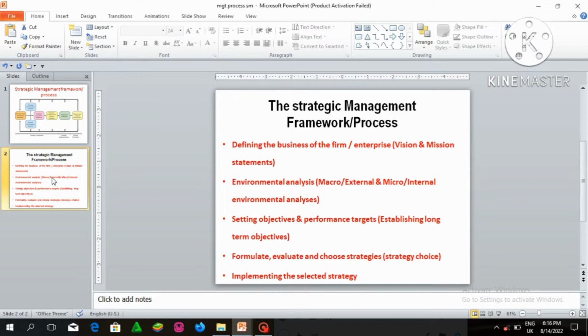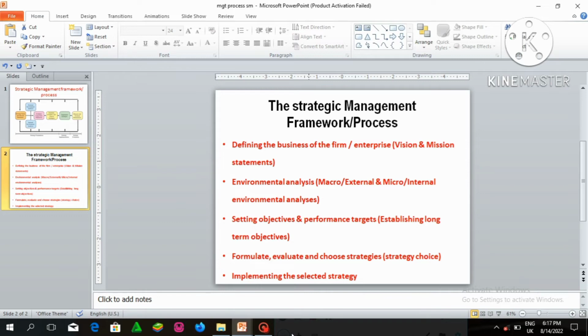So after that, you go to setting objectives. You finished looking at your industry, your market, you've seen the environment and you've analyzed it. So you go back and set objectives and performance targets. Where do you want to go? So you're trying to look at how you're going to achieve the long-term goal, how you're going to come to your vision, where you want to be, and all. So you set the objectives and performance targets. This is where you establish the long-term objectives.